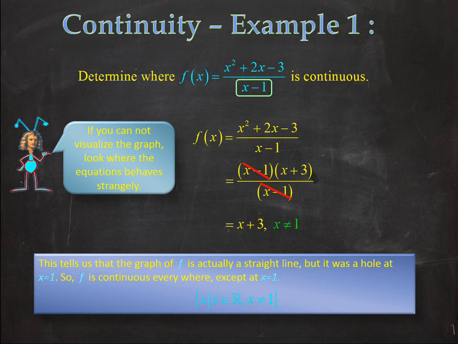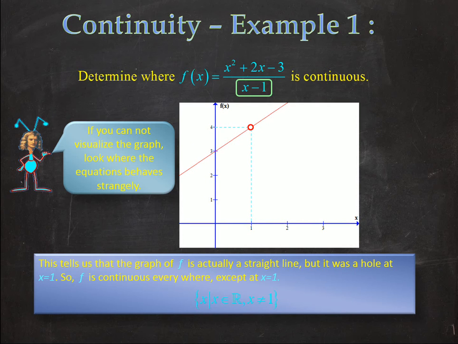So this function is continuous everywhere because it's equivalent to the line y equals x plus 3, except that our function has a point of discontinuity at x equals 1. And at x equals 1, we have a hole in the graph. So let me just bring up that graph for you so we can examine that. And as you can see, we have the line y equals x plus 3, except when x equals 1, we have a hole in the graph, so we have a discontinuity at x equals 1.